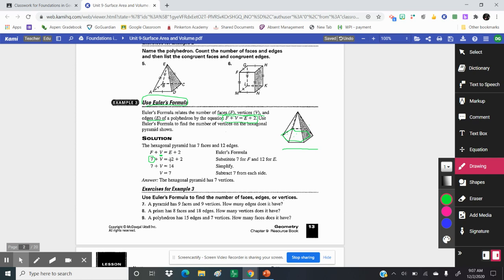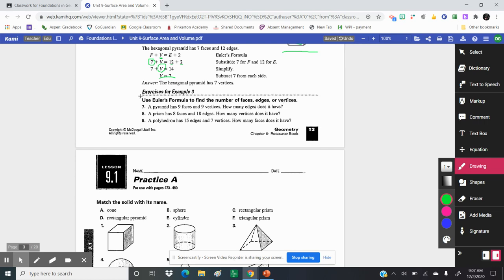How many edges does it have? So you have to count up the edges. So it's going to have 6, 6, and then 6 more around the side. So it's going to have 12 edges plus 2. So then you can put it into this formula and you can solve for V, and you're going to find out that it's going to have 7 vertices, which makes sense. You can just count them. There's 6 on the bottom plus 1 on the top, so that would be 7. So you can use that rule to answer those.